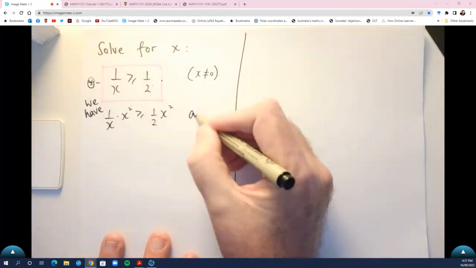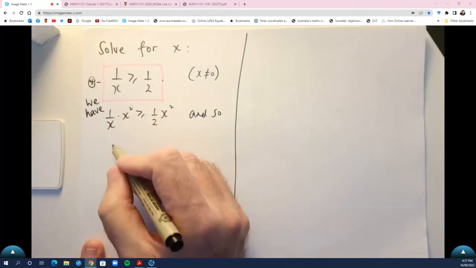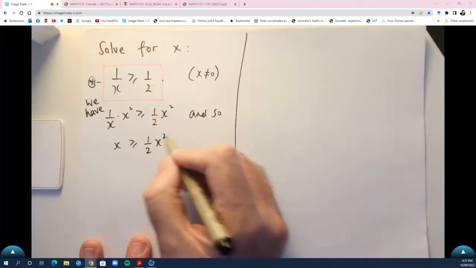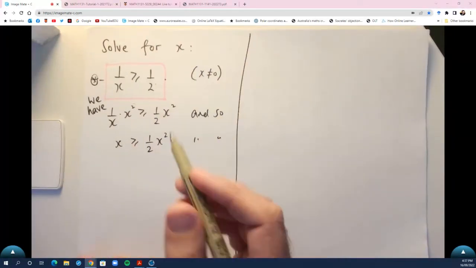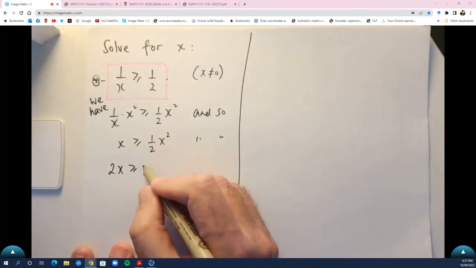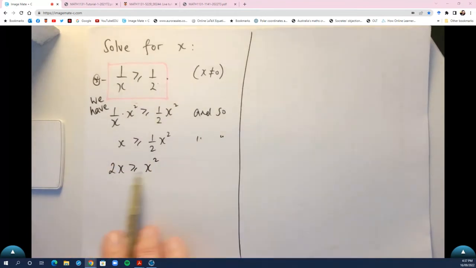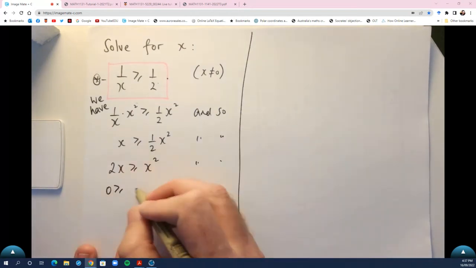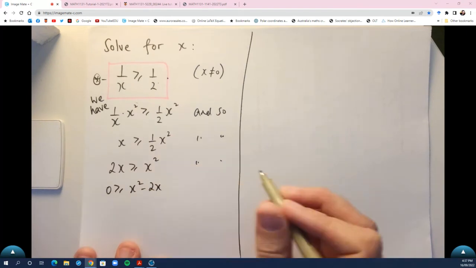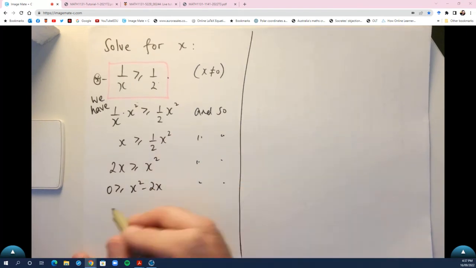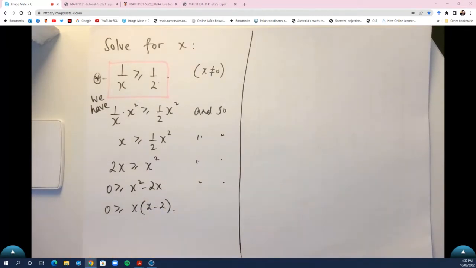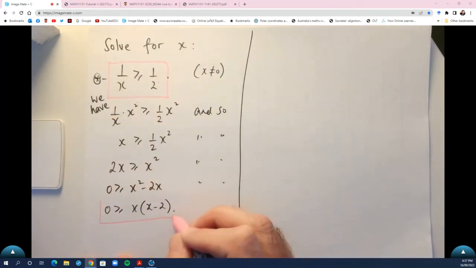So let me just squeeze something in there. We have this. And so we can cancel off. So that, and as someone suggested in the chat, we can multiply both sides by 2, which is a positive number, and we'll get something like this. Now, let's rearrange that. And I can factorize it. So this is a common idea now. All right. So what I've done there is I've gone, okay, let's transform this into a simpler problem.